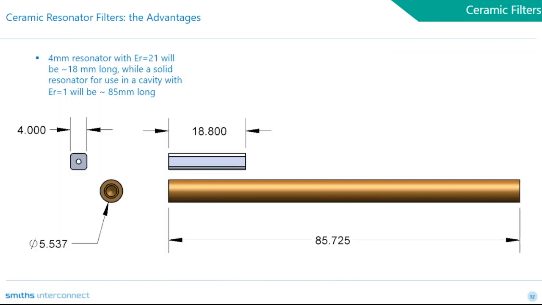Now let's consider a loaded or tuned ceramic resonator from the previous example of 18.8 millimeters. If we were to lay this side by side to a tuned brass resonator for a cavity solution and a dielectric of air, or dielectric of 1, the physical length difference is obvious. The brass resonator is more than 4 times the length to achieve the same resonant frequency. So here, the ceramic is smaller.